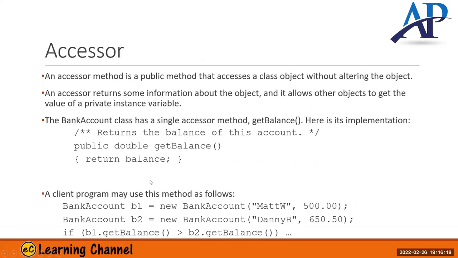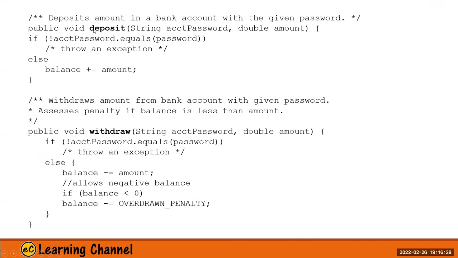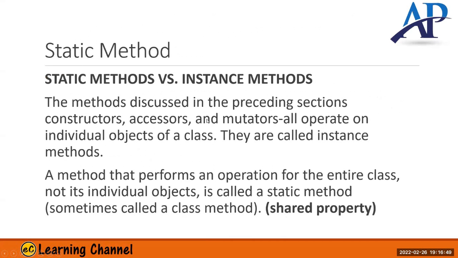Then the accessor is a getter, so get balance. An accessor is a public method that accesses a class object without altering the object. So you get some data, it's called an accessor. A mutator is a setter that will update the data. Something like deposit and withdraw, which will change your balance. These two functions are considered to be mutators.